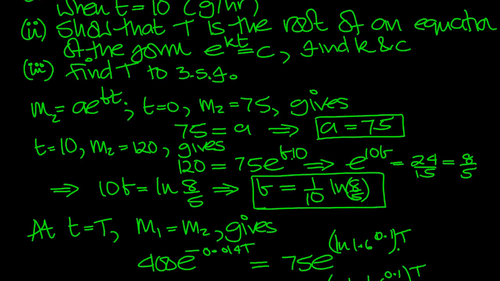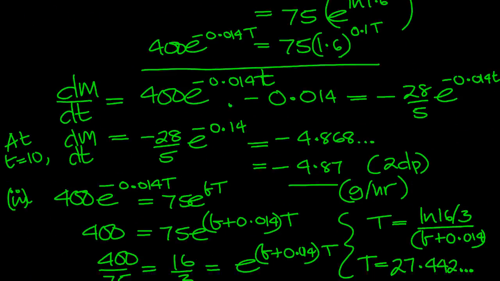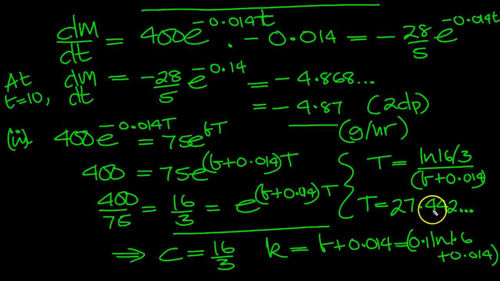Does it say what we need to find it to? 3 significant figures. So it's 27.4 then. And that would be hours, wouldn't it? To 3 significant figures. Okay, I think the time was measured in hours, but the answer is 27.4 of these units.